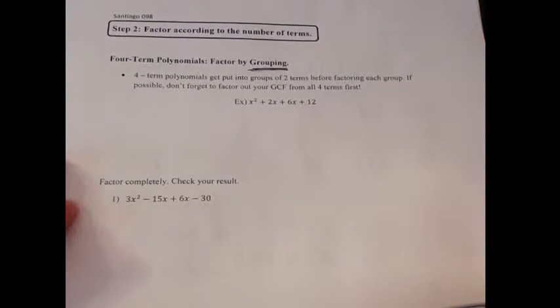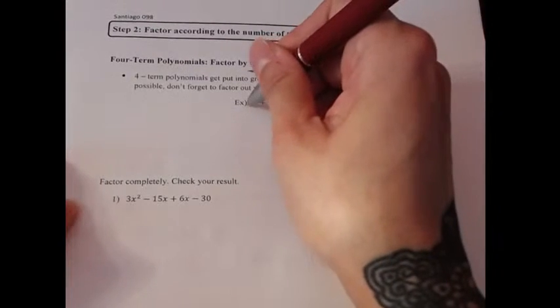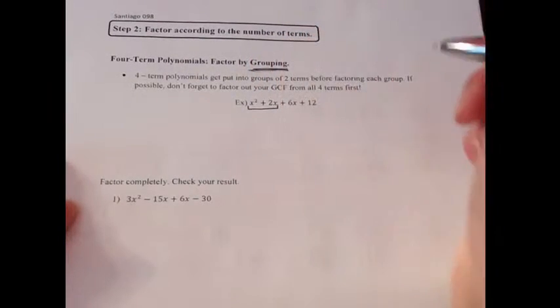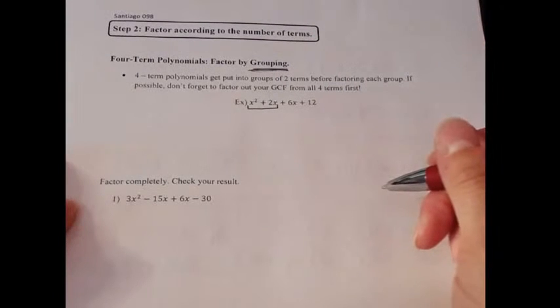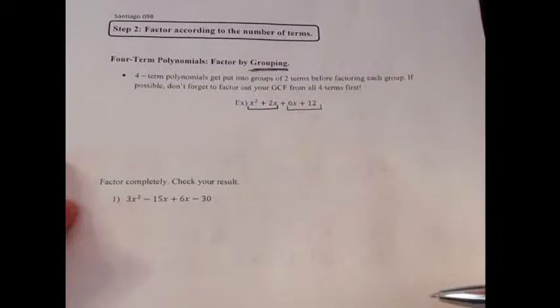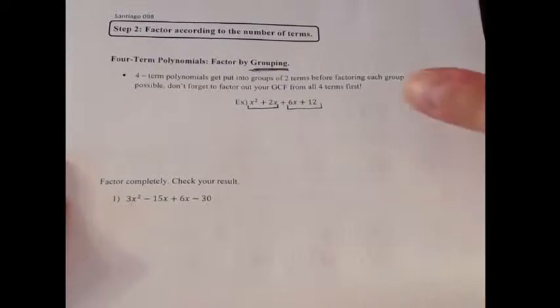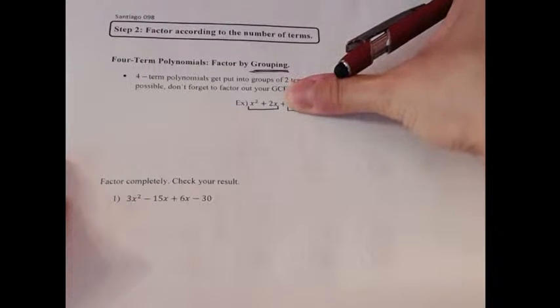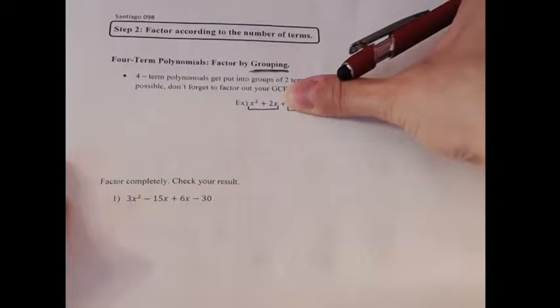So here are the steps. I hope that your pens and pencils are down. We are going to identify the first 2 terms and put them in a group. And then we're going to look at the last 2 terms and put them in a group. Now, what we're going to do is pretend that we do not see the second half of the polynomial. So I only have x squared plus 2x.